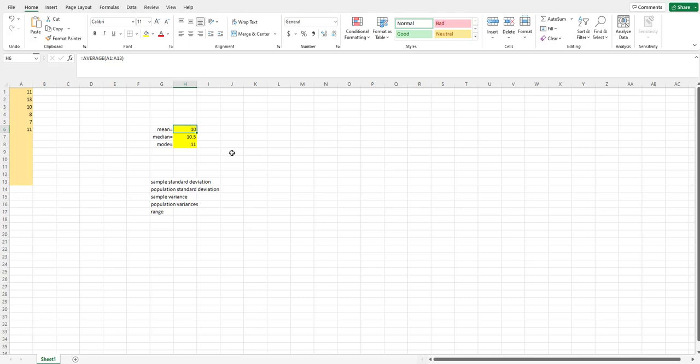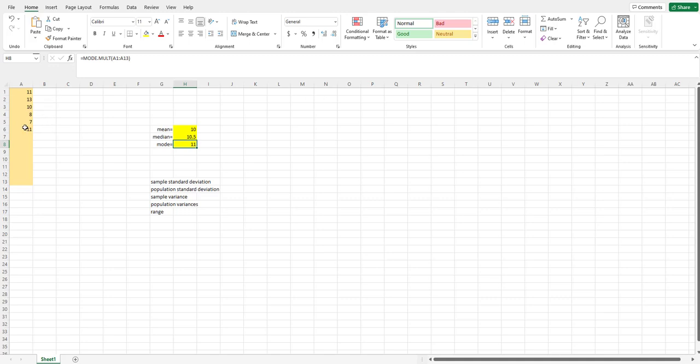If you wanted to know the Excel commands, you can click on each one of these yellow cells with the answers, and the Excel command will pop up. The one for the mean is here, and then for the median it says equal median, and for the mode we use MODE.MULT, because you can have more than one mode, so you want Excel to be able to return all of the modes.